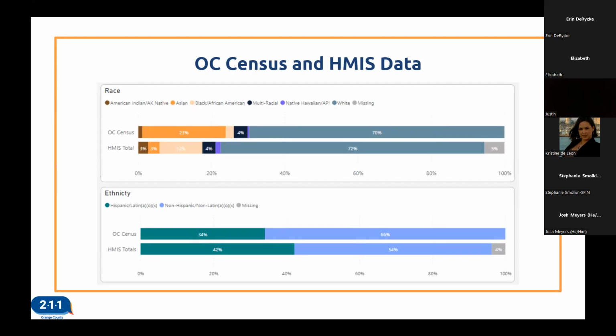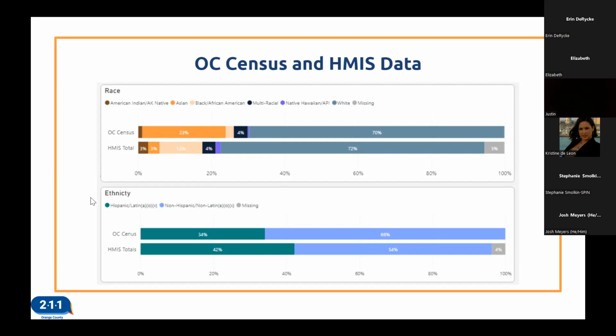You'll notice that there are a few groups that are highly represented. Two that stand out are American Indian and Alaskan Natives. They make up 1% of the OC census, but they are represented at 3% in the HMIS total. Another group is Black African American. They are only 2% in the OC census, and they are 12% in the HMIS total. A group that is underrepresented is Asian. They make up 23% in the OC census, and they're only 3% in the HMIS total.